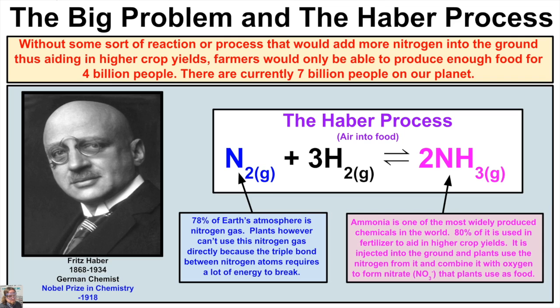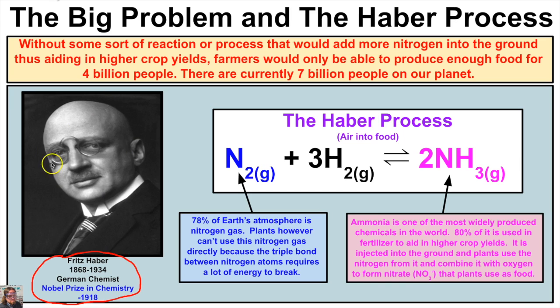So let's give you some backdrop as to what was going on back in the late part of the 1800s and early part of the 1900s. Without some sort of reaction or process that would add more nitrogen into the ground, thus aiding in higher crop yields, farmers would only be able to produce enough food for about 4 billion people. The problem is that today there are about 7 billion people on our planet. So without this gentleman's discovery, Fritz Haber and the Haber process, there would only be enough food on our planet for about 4 billion people.